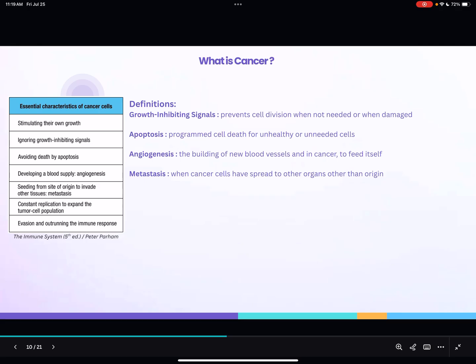So some of the definitions just to go along with that basically are the growth inhibiting signals, which are going to prevent cell division when not needed or when damaged. Apoptosis is programmed cell death for these unhealthy or unneeded cells. Angiogenesis is the building of new blood vessels in cancer in order for it to feed itself and spread. And then metastasis is when cancer cells have spread to other organs other than the origin.